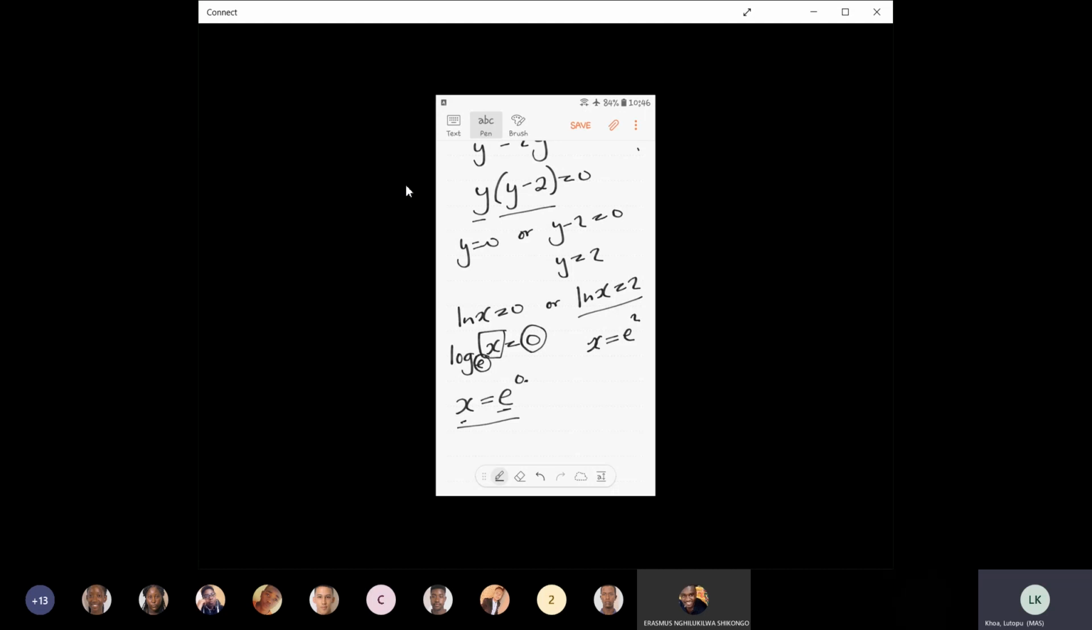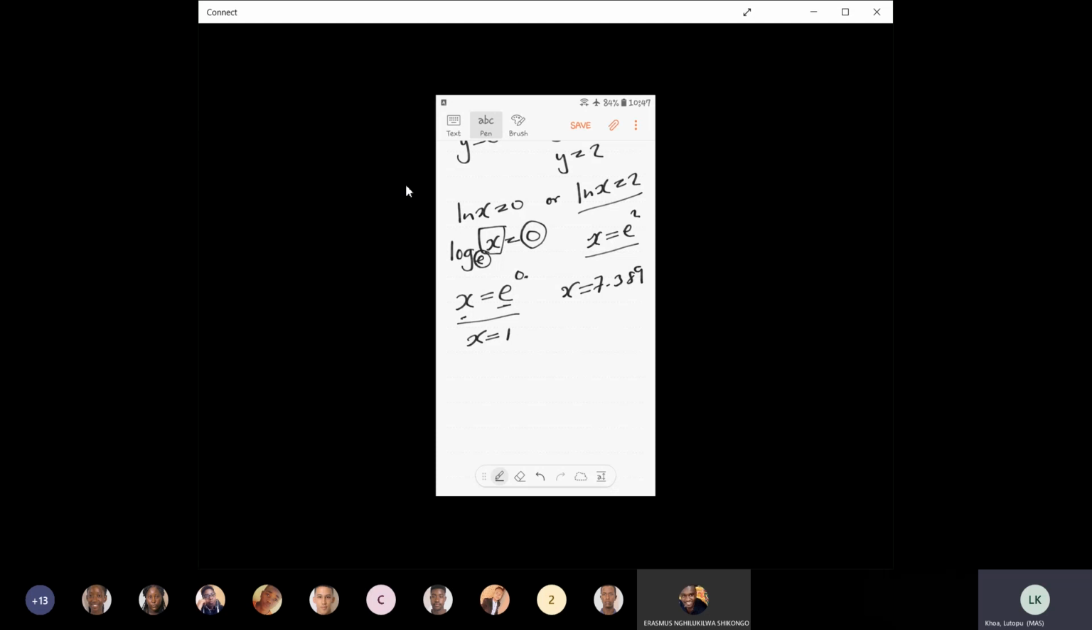Now here, x is equal to e to the power of 0. Anything except 0 to the power of 0 is equal to 1. So my first solution is 1. And then this one, when x is equal to e squared, you just type it in on your calculator, you get x is 7.389. Okay, those are your two solutions.